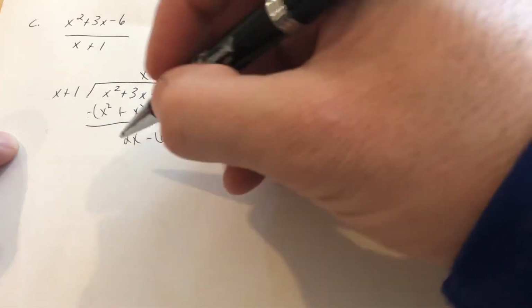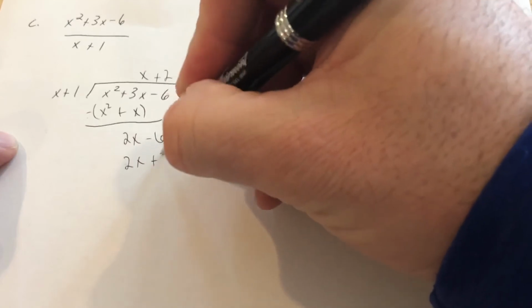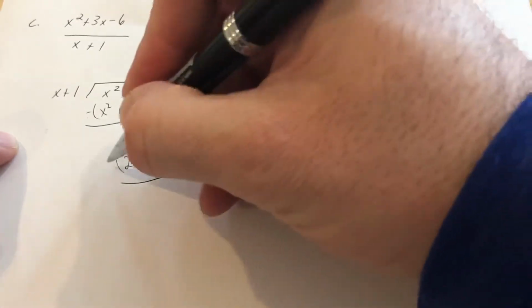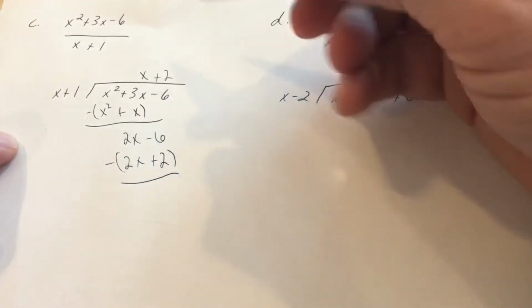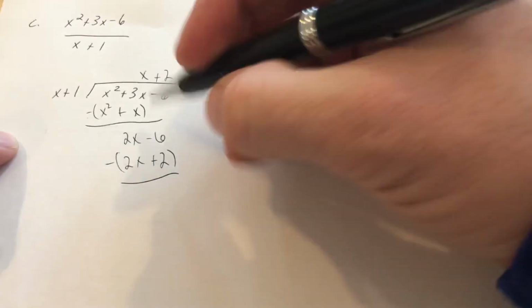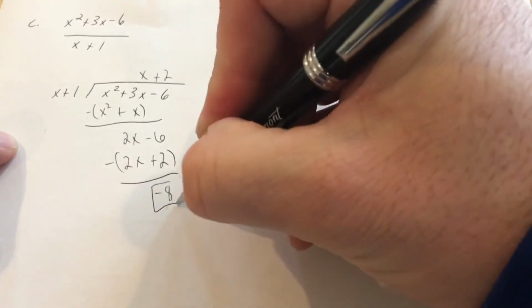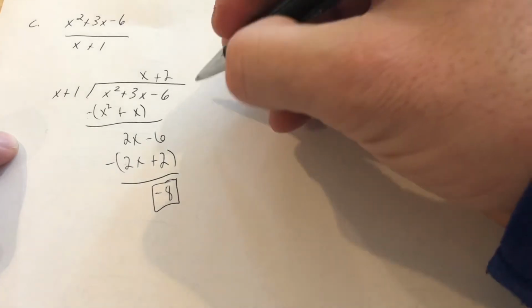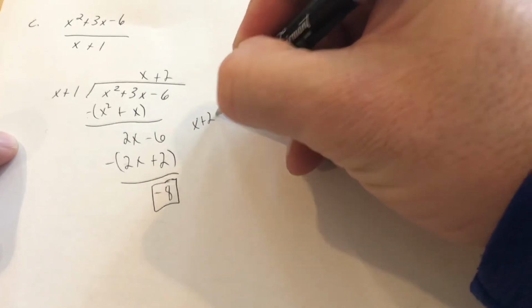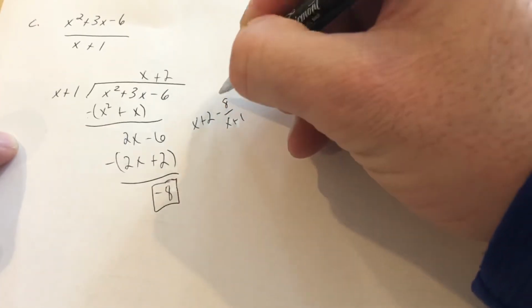2x divided by x is positive 2. 2 times x is 2x plus 2. Subtract that. The x's cancel out. Negative 6 minus 2 is negative 8. And that's going to be my remainder. Okay? So my answer is x plus 2 minus 8 over the divisor.